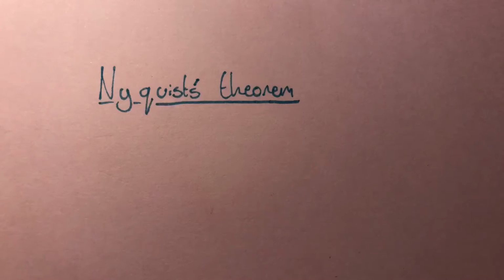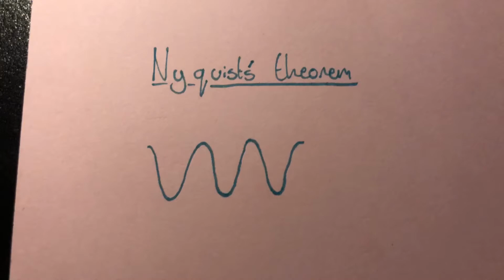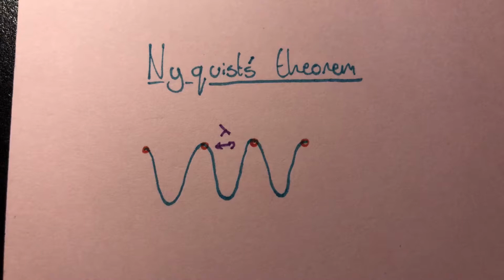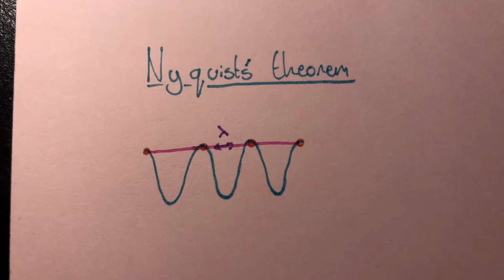Now on to Nyquist's theorem. Take this standard sine wave and recall how peak to peak would be one cycle of the wave, which is equal to its wavelength. If you were to sample the wave at every one cycle, or at a frequency equal to the wave, you would just get a straight line, which isn't very good.